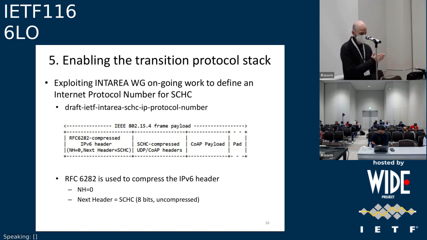And then the payload of the IPv6 packet is the SHIC compressed packet, which in this case is SHIC compressed UDP datagram, which carries a CoAP data unit. So in this case, what follows is the SHIC compressed UDP CoAP headers and then the CoAP payload. And then finally, padding if needed.